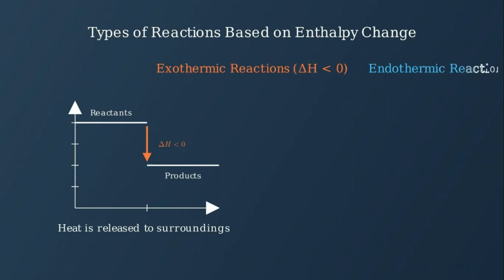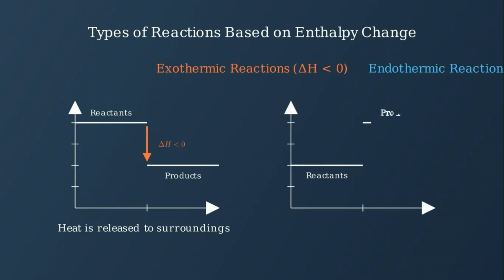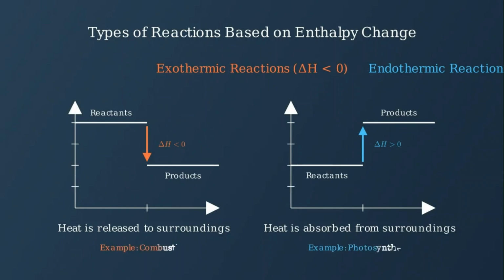In contrast, endothermic reactions absorb heat from the surroundings. These have a positive enthalpy change, meaning the products have more energy than the reactants. Common examples of exothermic reactions include combustion processes, while photosynthesis is a well-known endothermic reaction.